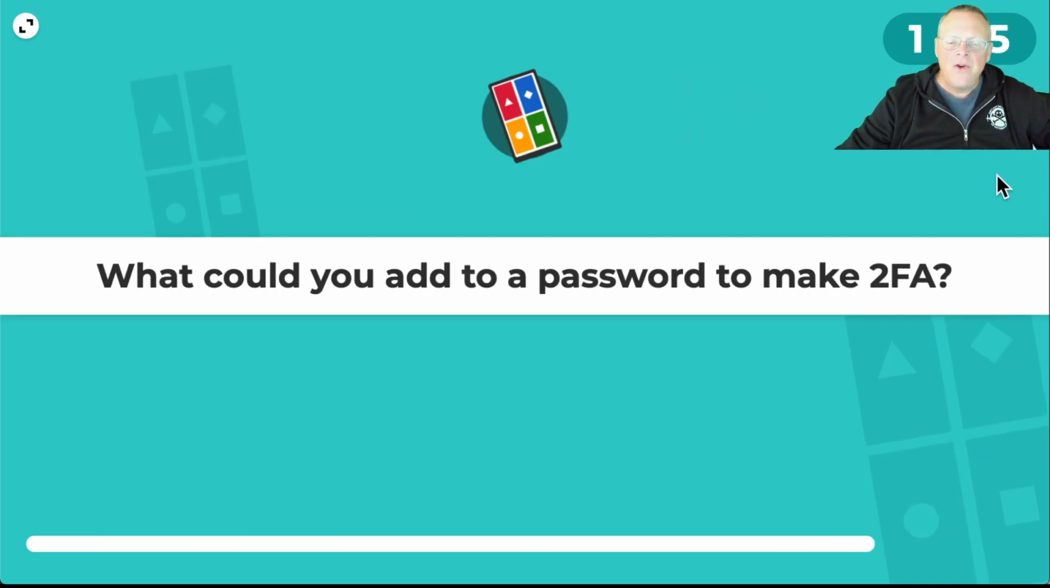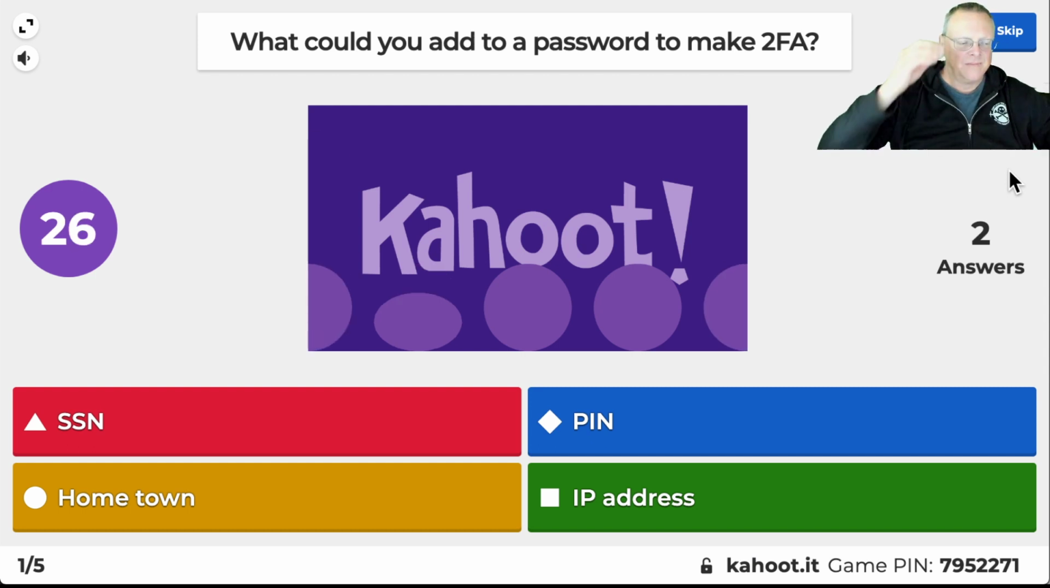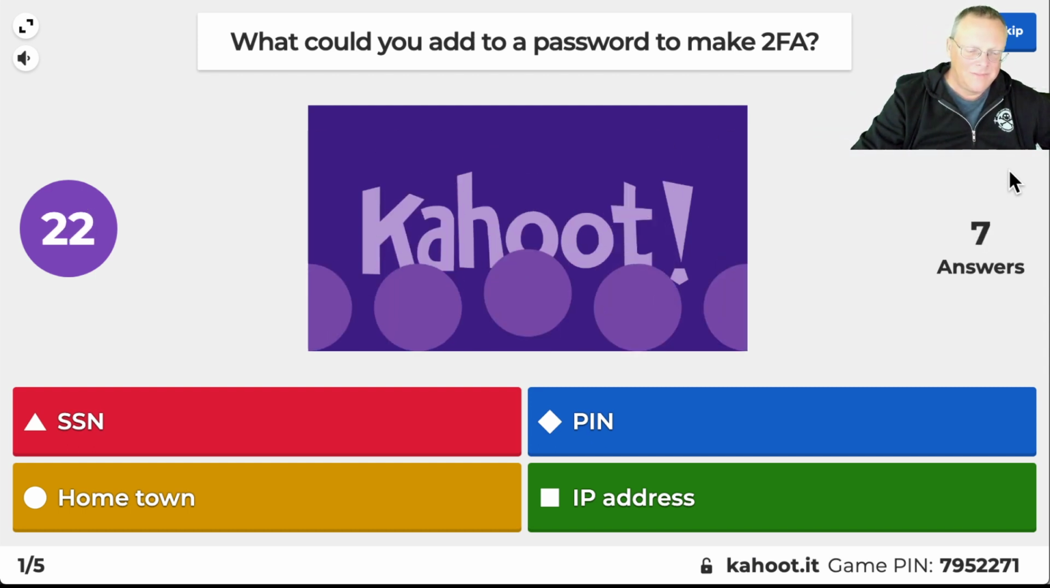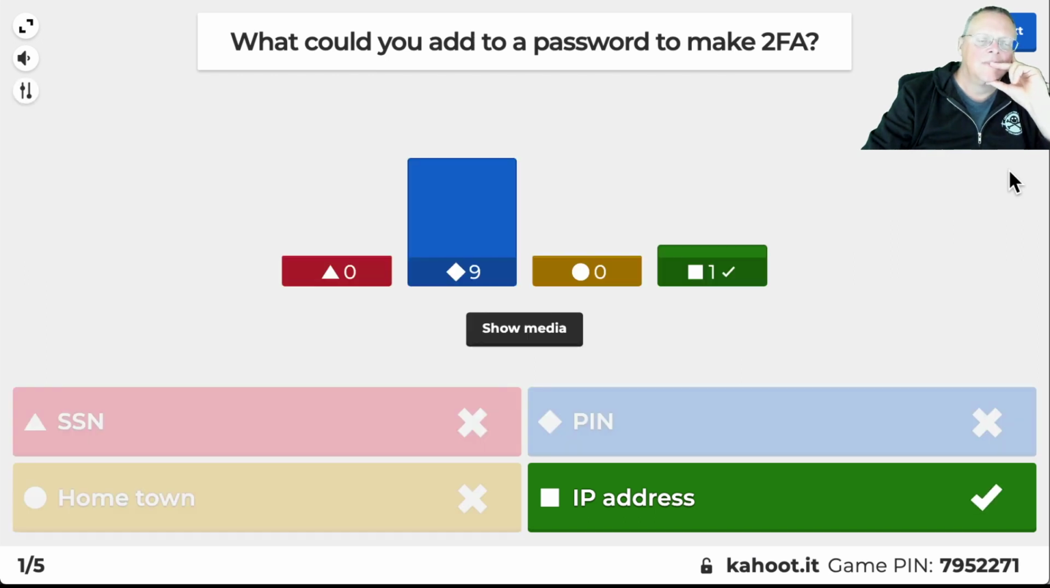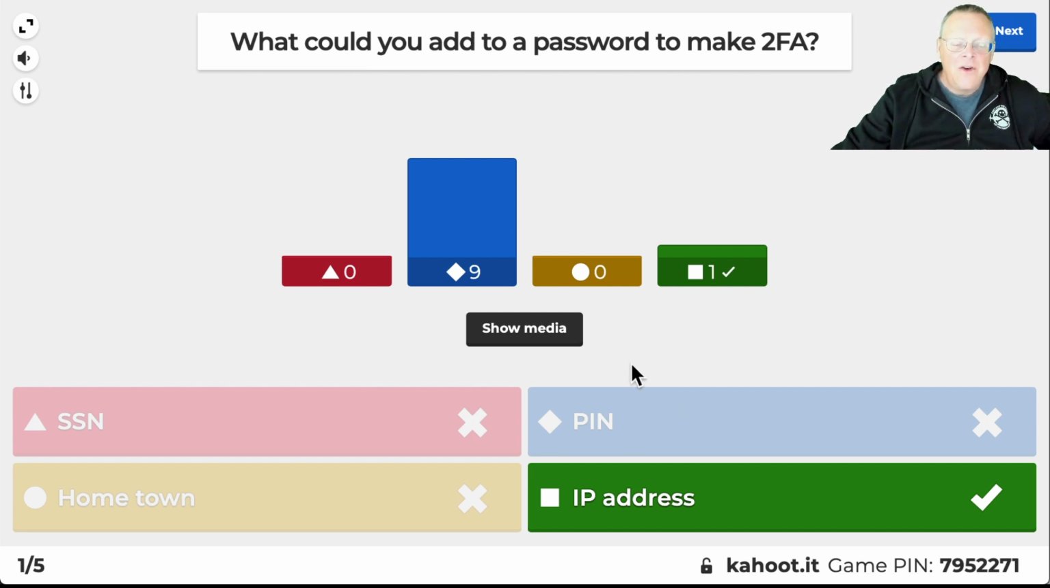All right, so how do you make two-factor authentication? What do you add to a password? You cannot add something else you know. You have to have a different modality. Two things you know is not two-factor. So your IP address would be something about where you are. That's the only one here that's not a second thing you know. This is a common mistake. Something you know and something else you know is not two-factor. It has to be something you know and something you have, or something you know and something you are, and your IP address is a common one.